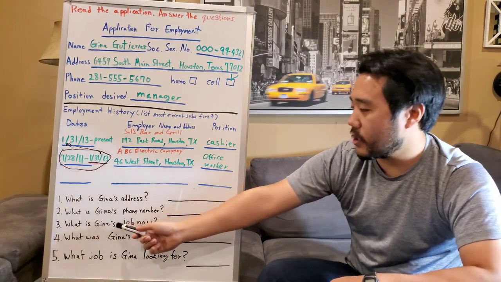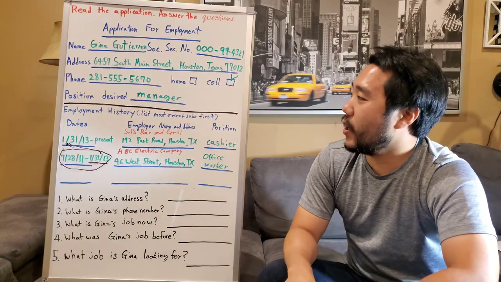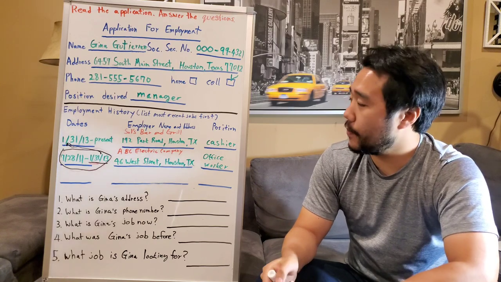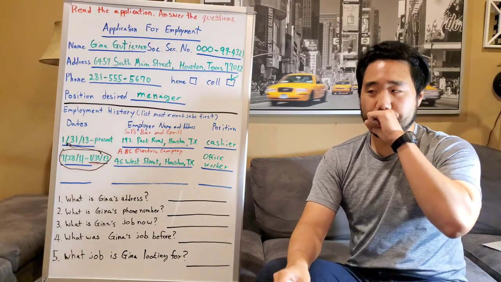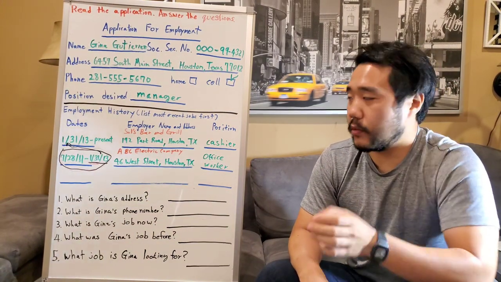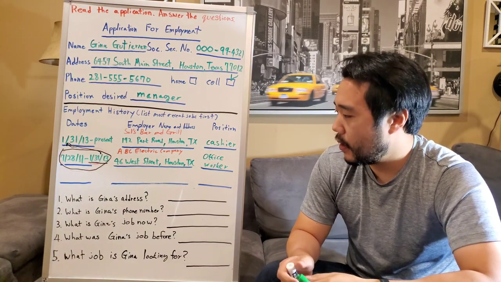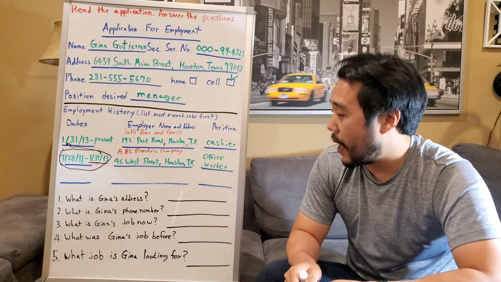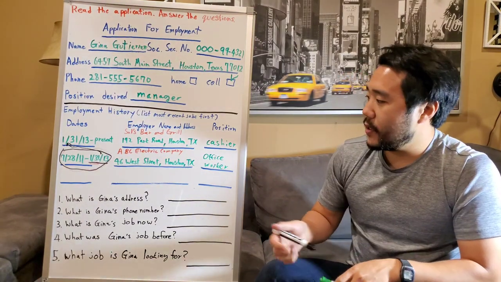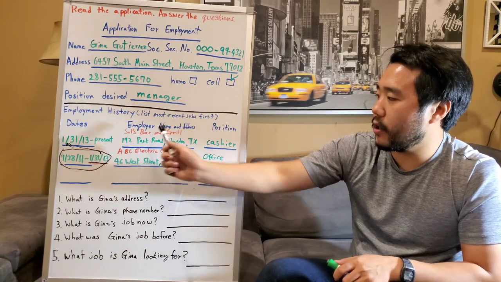Number two, what is Gina's phone number? Phone number is right here, 281-555-5670, right? We don't want to say zero when we're talking about phone numbers. We learned that way in the beginning. Number three, what is Gina's job now? Right now, Gina's job is a cashier at Sal's Bar and Grill.